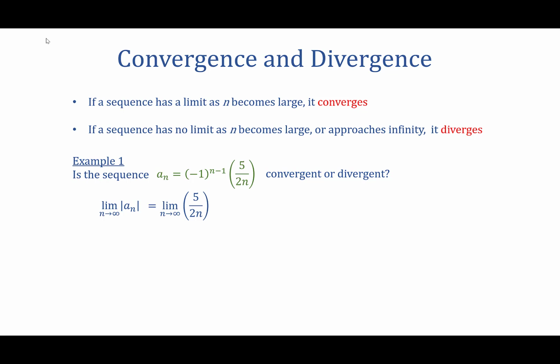And we'll take the limit of 5 over 2n instead. And this is 0. A number over infinity is 0. This means that the nth term of the sequence is 0, because its absolute value was. Therefore, we can conclude that the sequence converges, since the limit exists.